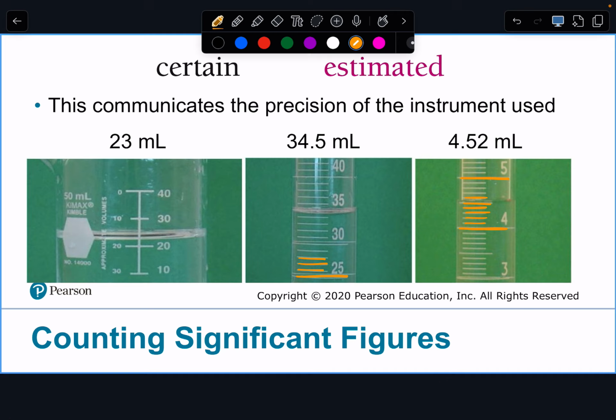When I look at the first one, I know for sure that this water level is in the 20s, right? There's no question there. Here's 20, here's 30, so I know it's in the 20s somewhere. So the 2 that I write down in the tens place, that is 20. I know that for sure. And then I get one additional digit that is a guess. So I might say 23. Someone else might say 25.